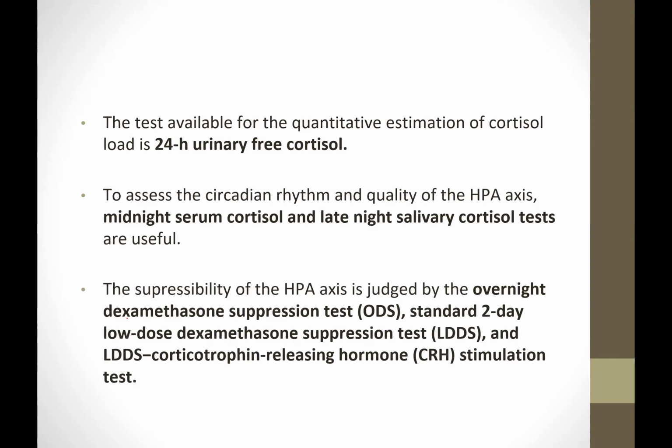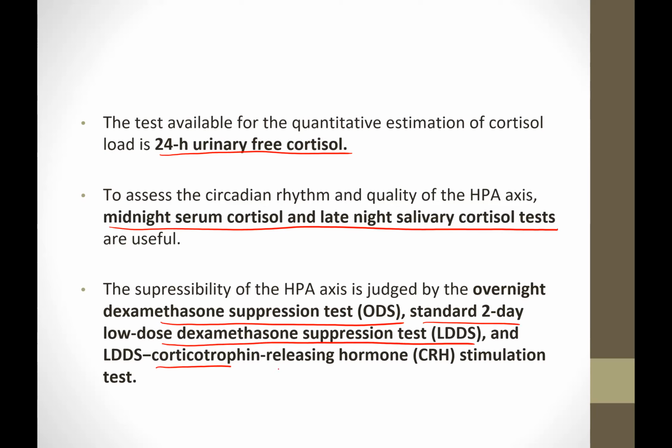Okay. The test available for the quantitative estimation of cortisol load is 24-hour urine-free cortisol. And to assess the circadian rhythm and quality of HPA axis, midnight serum cortisol and late night salivary cortisol tests are useful. The suppressibility of the HPA axis is judged by the overnight dexamethasone suppression test and standard 2-day low-dose dexamethasone suppression test and low-dose dexamethasone suppression test with corticotropin releasing hormone stimulation test.